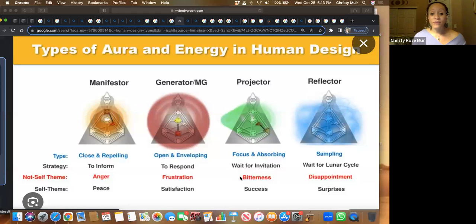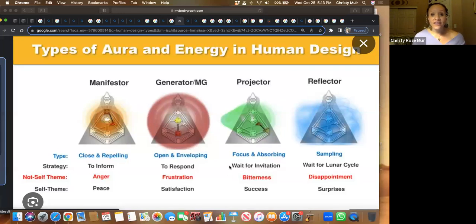Nobody wants to be around the bitterness of the projector, but it's only because you're not honoring yourself and your own energy. You're operating out of conditioning. You're not trusting that you are actually designed to be recognized. You're designed to be invited.